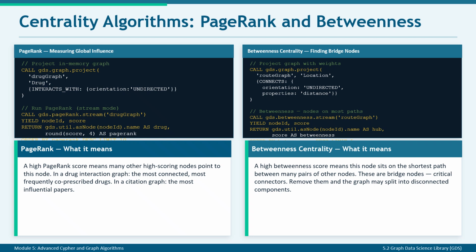Betweenness centrality asks something different. How many shortest paths between all other pairs of nodes pass through this node? A high betweenness score means this node is a critical connector, a bridge. Remove it, and many pairs of nodes lose their most direct route to each other. In supply chain graphs, these are your critical logistics hubs. In biological networks, they're the regulatory genes that connect multiple pathways.